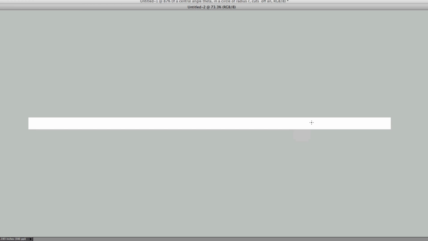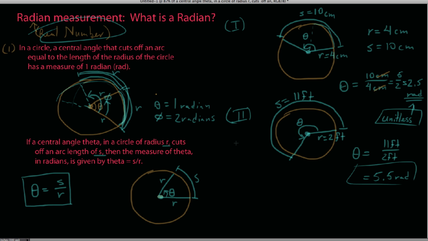Let me see if I can't zoom in here. Oh, that's not what we want. Let's close out of this guy. We'll try to do it over here. Okay, so we'll quarantine this off.